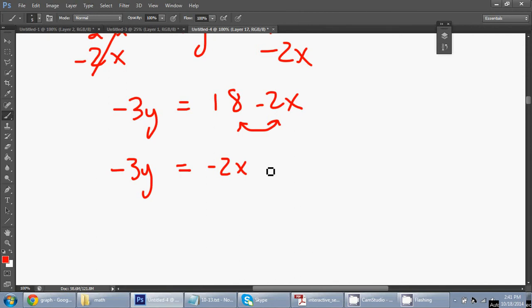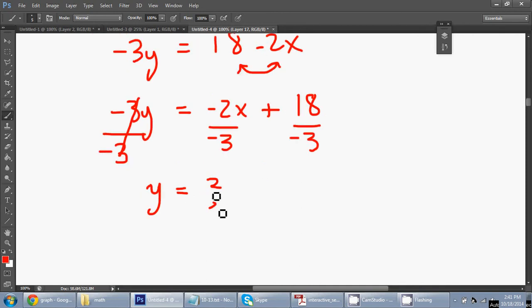Now, to get the y alone, I want to get rid of this negative 3 that's on the y. So I'm going to divide this negative 3 out from this side, and then I have to divide it out from this side too. So each of these get divided by a negative 3. And so the final equation is y is equal to positive 2/3, right? Because dividing a negative by a negative gives you a positive. So positive 2/3 x minus 6. 6 times 3 is 18. This is getting divided by a negative 3 right here. So now I have my equation.